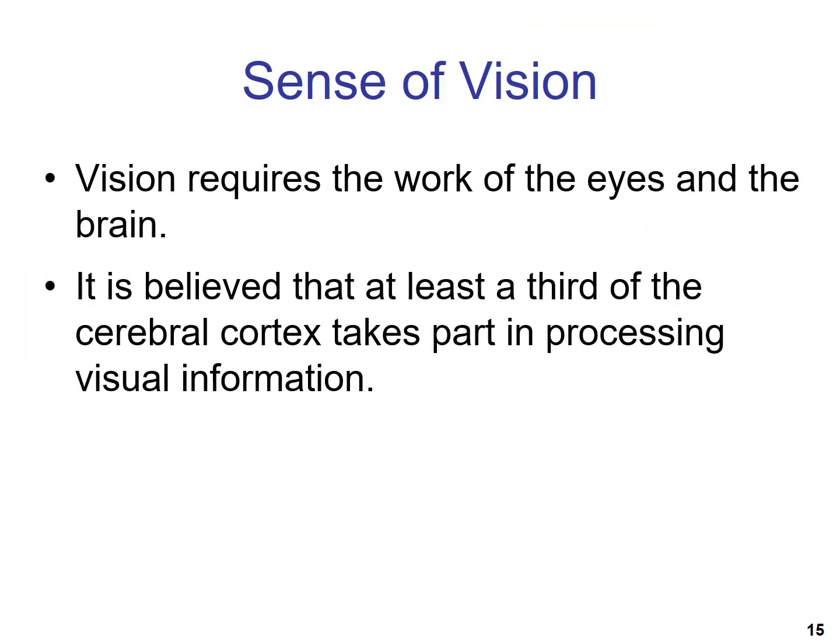So we're going to spend the rest of this PowerPoint talking about the sense of vision, which requires the eyes and the brain to work together. About 1/3 of the entire cerebral cortex takes part in processing visual information. So we are much more visual creatures than we are anything else. We're dependent on our sense of sight to a greater degree than a lot of animals are.